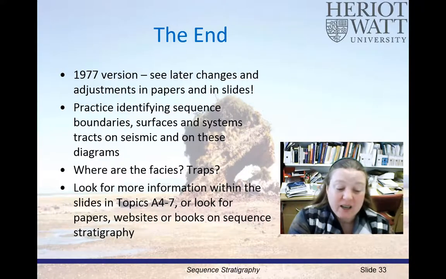This tutorial has covered the original sequence stratigraphic theory, including criteria for identifying the different systems tracts and surfaces in seismic images and pseudo-seismic line drawings. Practice this yourself to make sure that you've got the theory properly learned and can move on to learning about more complicated models and sets of systems tracts. Think about where the different facies are being deposited and where you might look for stratigraphic traps. Look for further information in our slide packs for topic A or for websites or papers or books on the subject, and enjoy.